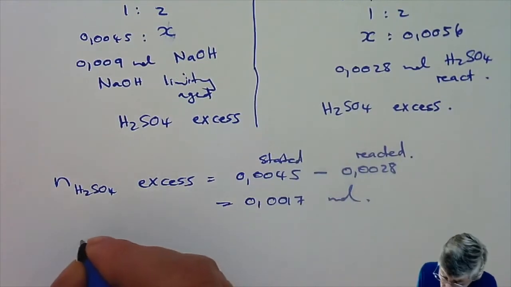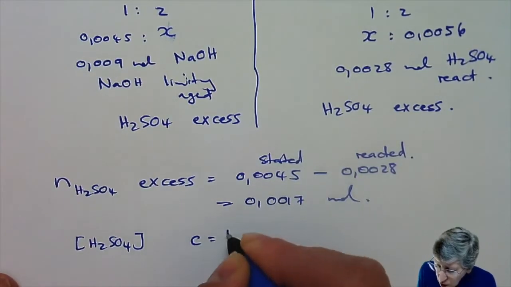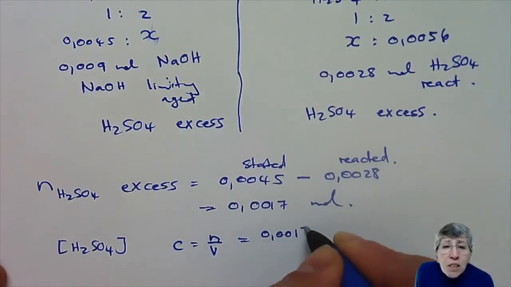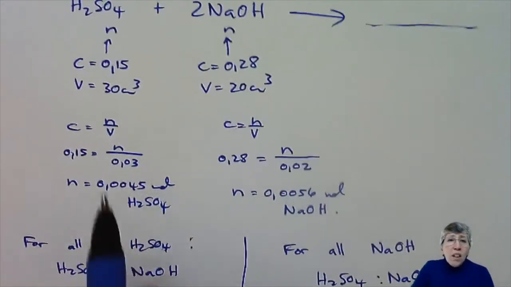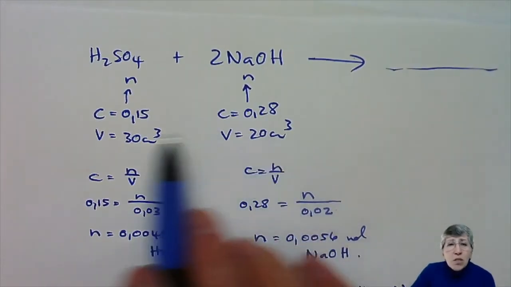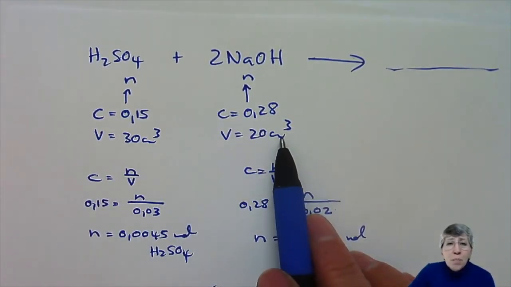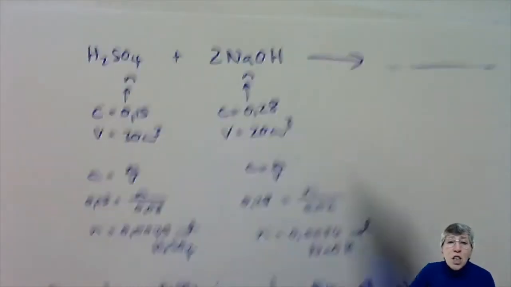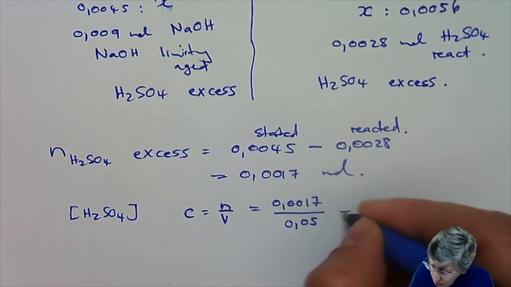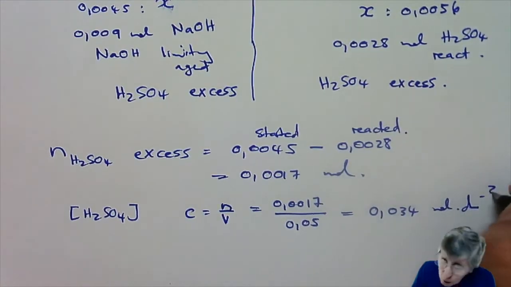So let's get the concentration of the H2SO4. Concentration is moles per volume, right? How many moles? 0,0017. What volume? Well, I added 30 cube centimeters of that and 20 cube centimeters of that. So all together in that container, at the final point after the mixing, we've got 50 cube centimeters. So that will be 0,05, and that means I end up with 0,034 moles per cube decimeter.